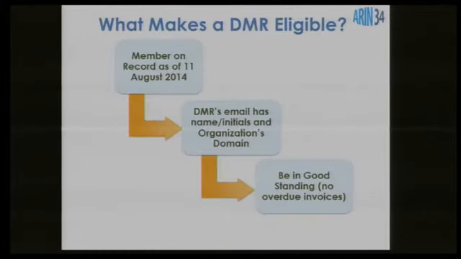So, what makes a DMR eligible? The voter cutoff date for the 2014 ARIN elections was the 11th of August. Any changes made after that point to designated member representatives will go into effect for the 2015 ARIN elections. So you had to be on the DMR at that point. Your DMR email has to have name and initials to match the organization's domain. And you have to be in good standing with ARIN as of that time.